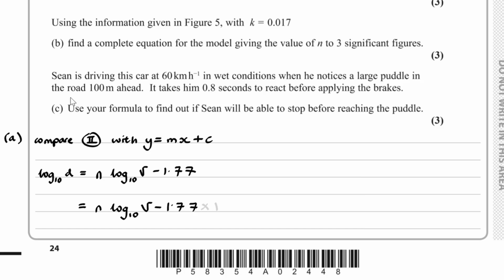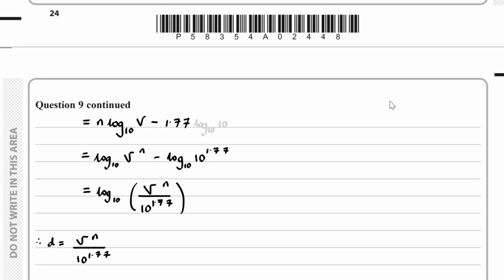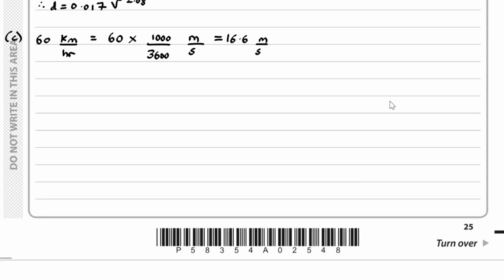And what we know already is it takes him 0.8 seconds to react before applying the brakes. So we would have to use speed equals distance over time to find out the distance. So distance is equal to speed multiplied by time. So therefore, we can see that he travels the 16.6 recurring meters per second multiplied by the 0.8 seconds, it turns out we get 13.3 recurring meters.